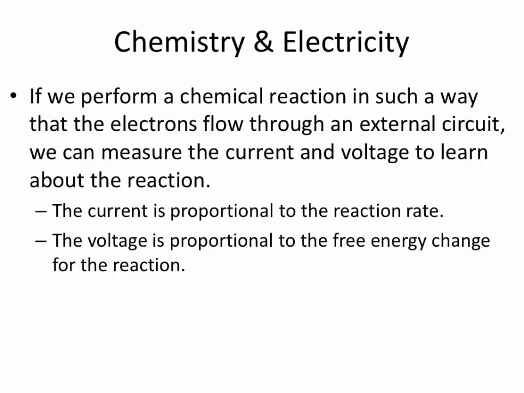Now, if we perform a chemical reaction in such a way that the electrons flow through an external circuit, we can measure the current and voltage to learn about the reaction. Now, the current is proportional to the reaction rate, and the voltage is proportional to the free energy change for the reaction, that is, for delta G.